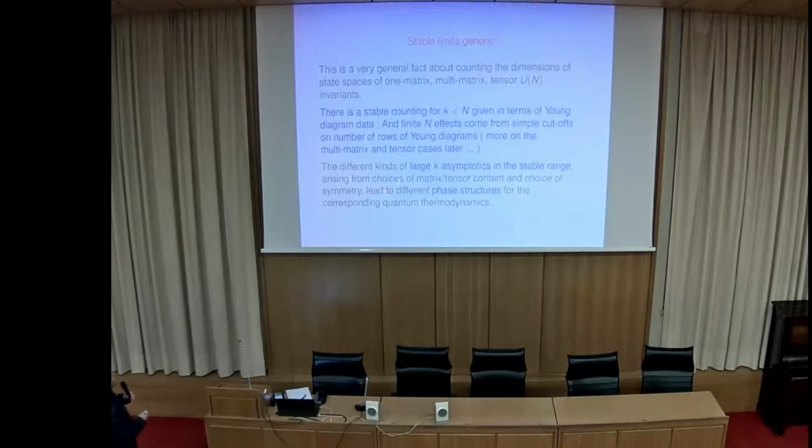So this is quite generic in all the countings that we're going to talk about. There'll be a stable regime, and there are some well-defined corrections when you have finite N effects. And there'll be different kinds of large K asymptotics, which will lead to different kinds of thermodynamic behavior: finite temperature Hagedorn transitions, or zero temperature, and in some cases negative specific heats. A lot of that can be guessed by knowing the right form of the large K asymptotic in the stable regime.